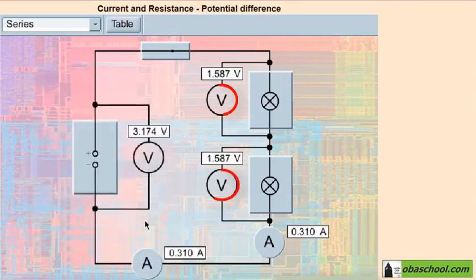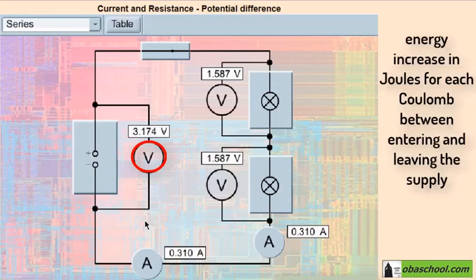The voltmeters across the bulbs tell you the potential difference across them. Each coulomb of charge flowing through the bulb loses energy in joule, equal to the value in volt measured on the voltmeter. The voltmeter across the supply tells you the potential difference across the power supply. This measures the energy increase in joules for each coulomb between entering and leaving the supply.